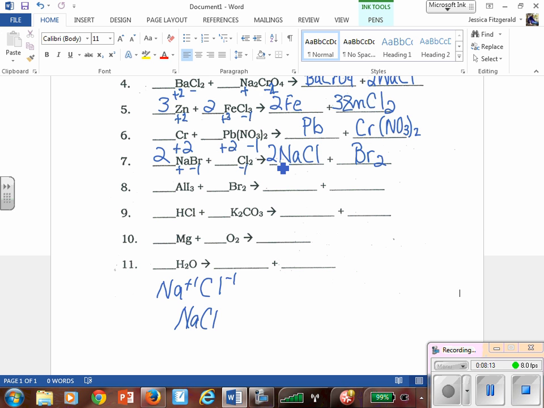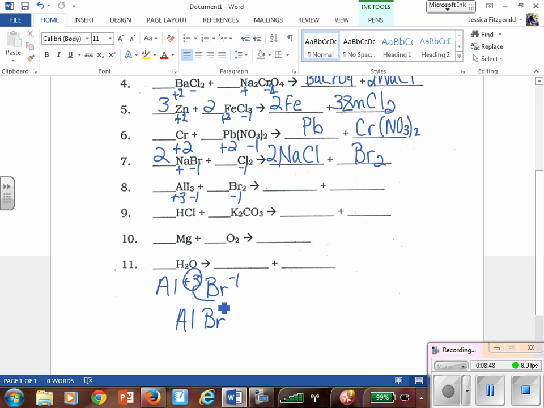Number 8 is also a single replacement reaction because we're starting with a compound. Aluminum will become the ion with a +3 charge, iodine -1, and bromine is your single element. We're going to change it to bromide, the ion. Again, we can't have 2 negatives together, so that means bromine will combine with aluminum that has a +3 charge, bromine a -1.